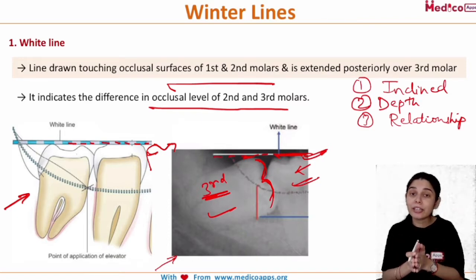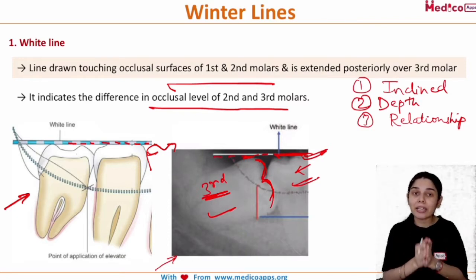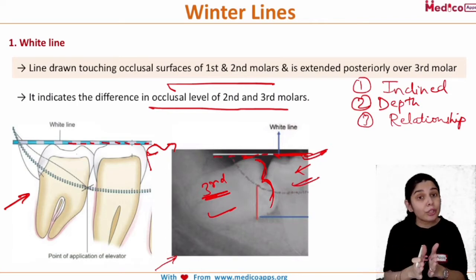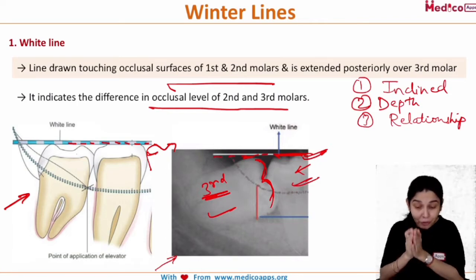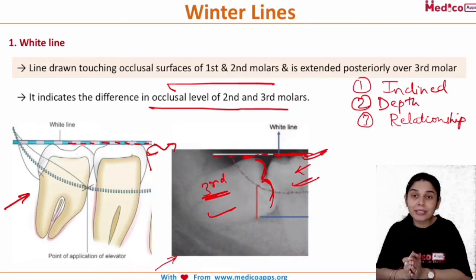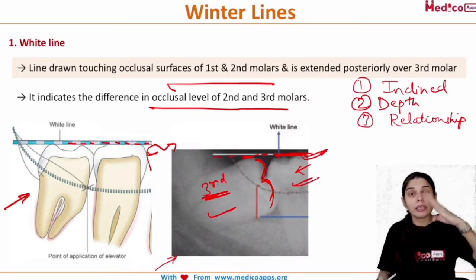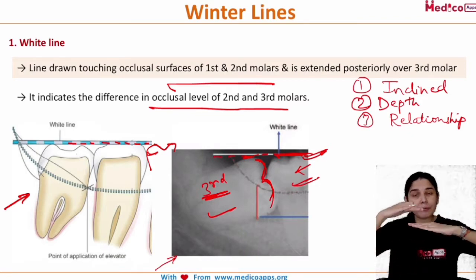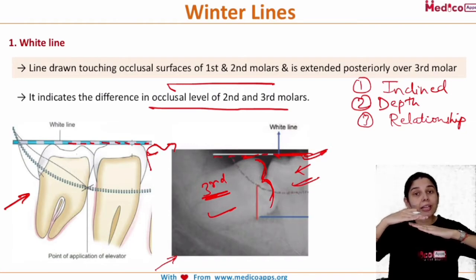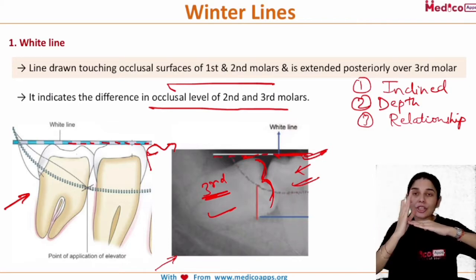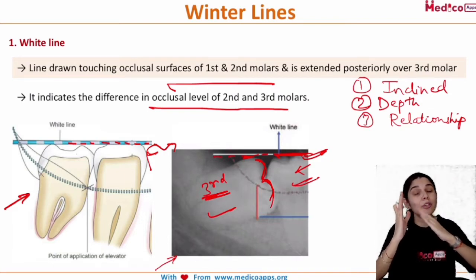I hope you have understood how the white line is significant, and MCQs are basically framed from these three points. If you understand the inclination, the depth, how deep it is, the difference between the occlusal surface of the second and third molar, and the relationship between the second molar and the third molar, it will help us in classifying the impaction, whether it is mesioangular or distoangular.